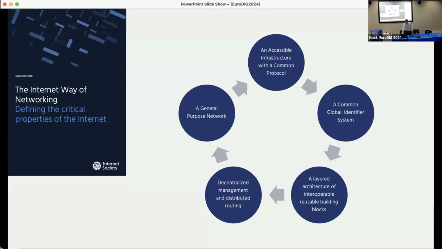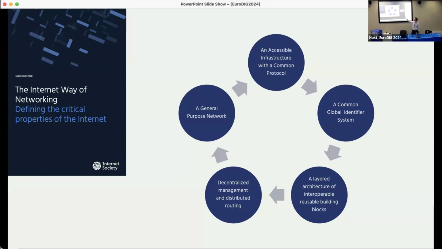The fourth critical property is decentralized management and distributed routing. That is to describe that because you're interconnecting what is effectively independent networks, they're independent organizations that choose to collaborate. You don't have a central authority that tells those networks what to do, but they need to collaborate somehow. And the way to do that is that you make use of a routing system that is highly decentralized and distributed, that effectively allows these networks to make local decisions, but in a globally coordinated way. So the decentralized management of the internet and having this distributed routing is a critical property of the internet.